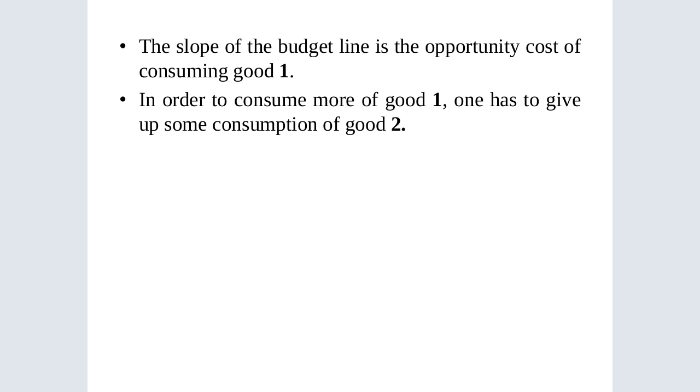So the slope of the budget line is the opportunity cost of consuming good 1. It gives the amount of good 2 that you can give up in order to consume one extra unit of good 1. So in order for the consumer to consume more of good 1, it has to give up some consumption of good 2, and that is measured by the slope of the budget line.